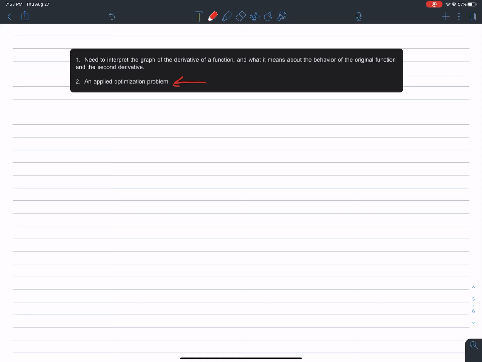But the first one says you need to interpret the graph of a derivative of a function and what it means about the behavior of the original function and the second derivative. So it might sound a little bit complicated, but if you narrow it down, it's not too bad, okay? So basically, interpret a graph of a derivative. So you're looking at the graph of a derivative.